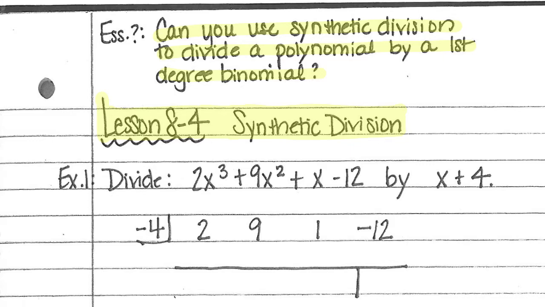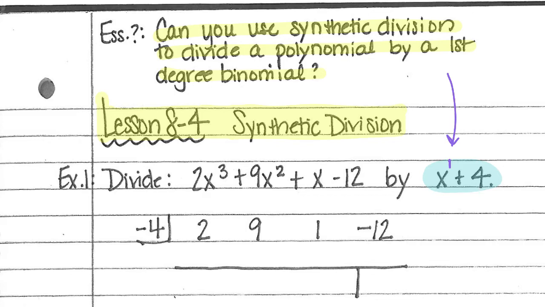So this is just by a first degree polynomial. So let's remind ourselves what a first degree polynomial is. Remember that x plus 4 is a binomial, and we know that it is x to the first power, and that's where they get the word first degree binomial. So let's look at what we're doing here.